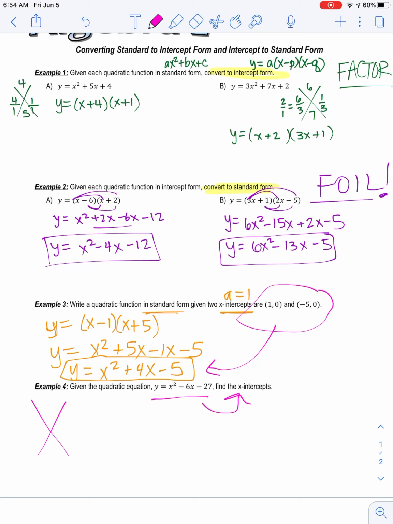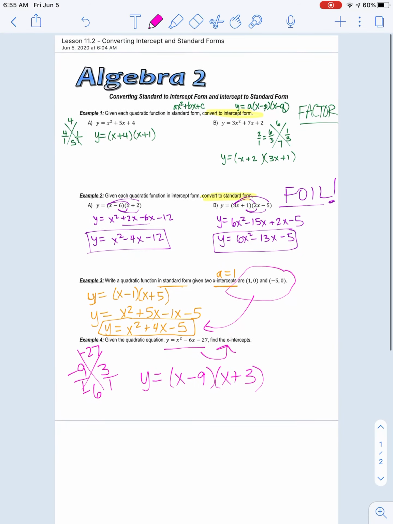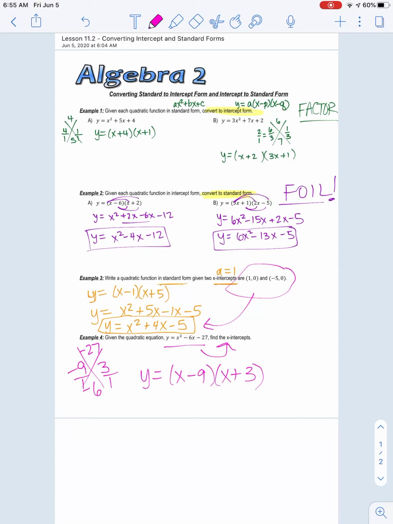So what multiplies to 1 times negative 27, which is negative 27, and adds to negative 6? That'd be a negative 9 and a positive 3. So y equals x minus 9, because there was just a 1 in front, times x plus 3. And now that I have the intercept form, I can see that x would be equal to 9, x would be equal to negative 3. So my intercepts are 9, 0, and negative 3, 0.